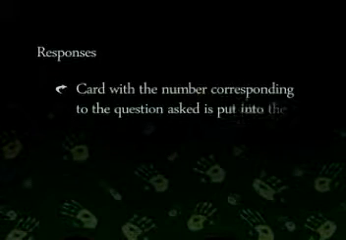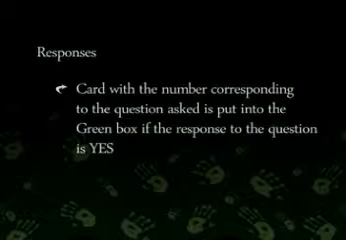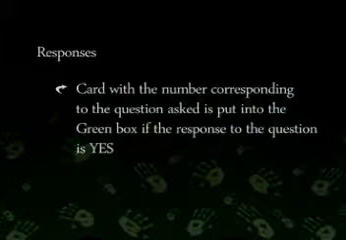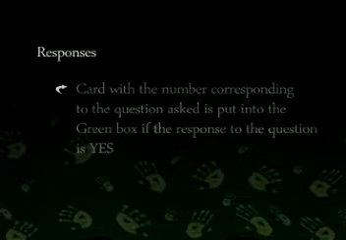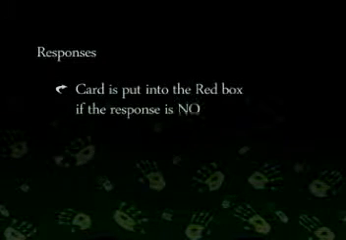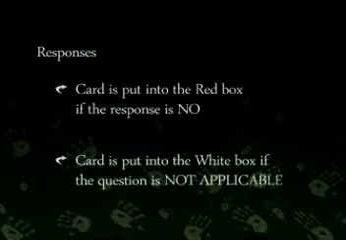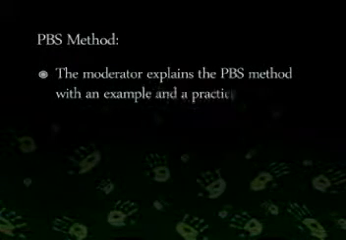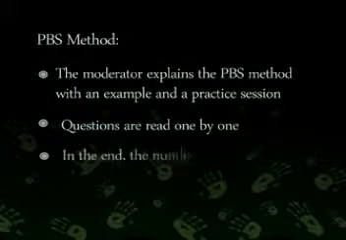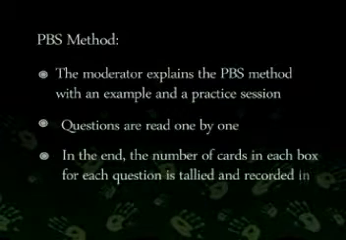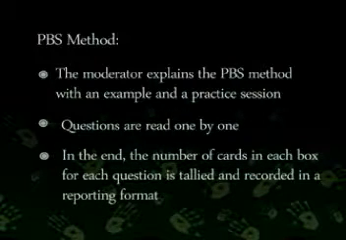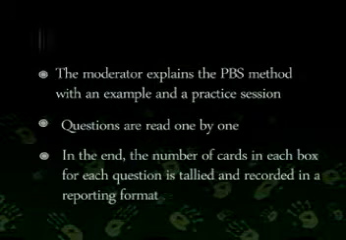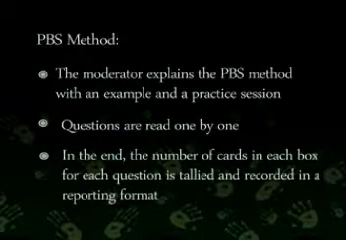The card with the number corresponding to the question asked is put into the green box if the response to the question is yes. The card is put into the red box if the response is no. The card is put into the white box if the question is not applicable. The moderator explains the polling booth survey method with an example and a practice session. Questions are read one by one. In the end, the number of cards in each box for each question is tallied and recorded in a reporting format.